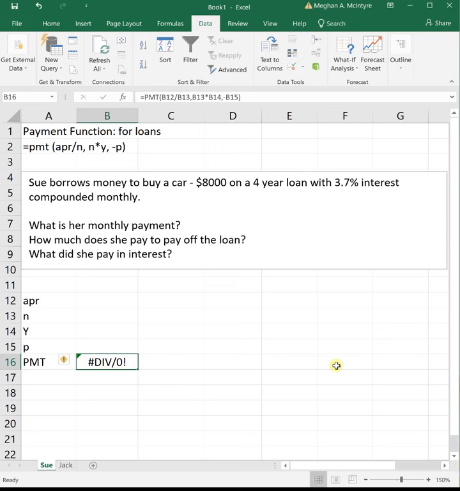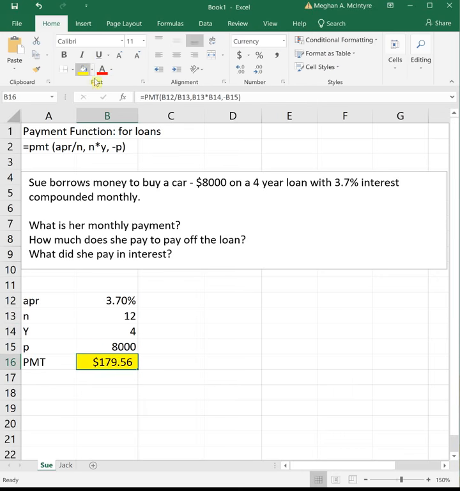So it says Sue borrows money to buy a car. She puts $8,000, so that's the principal of the loan, on a 4-year loan with 3.7% interest that's compounded monthly, meaning she'll make monthly payments. So what is her monthly payment? Well, just plugging all these things in, we see that her monthly payment is $179.56.